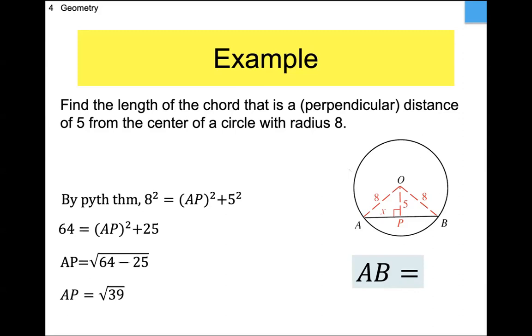So you get this really ugly answer here, square root of 39, but that's the answer for the distance of A to P. Now be careful. We didn't want the distance between A to P. We want A to B. And since we have that shape there, where it cuts the chord in half, then double that chord. So double root 39 would be 2 root 39.